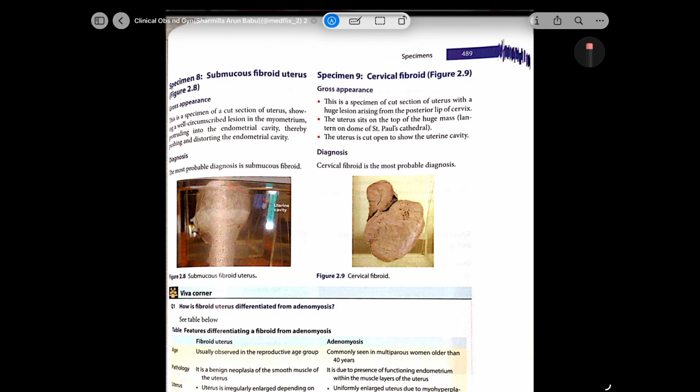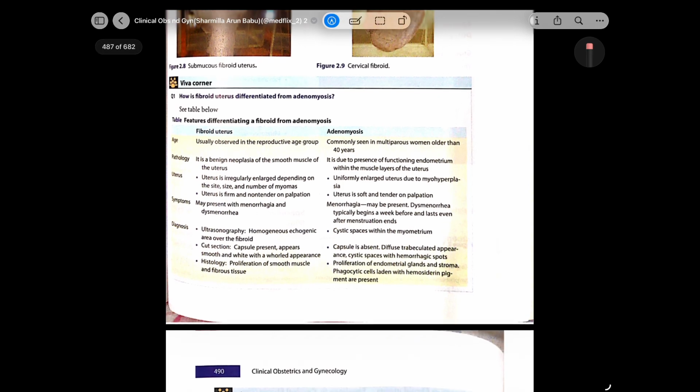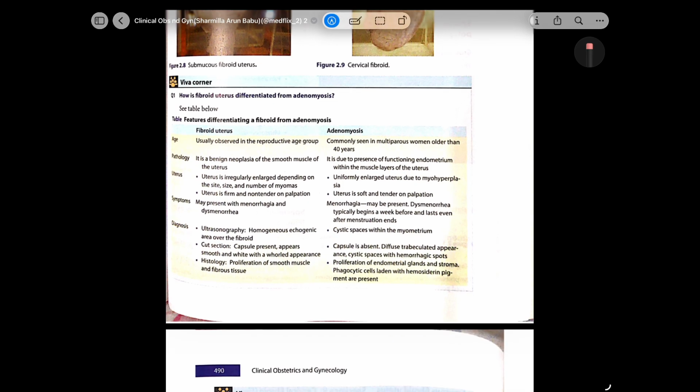The uterus is cut open to show the uterine cavity. Cervical fibroid is the most probable diagnosis. Viva. What can they ask you in the Viva?